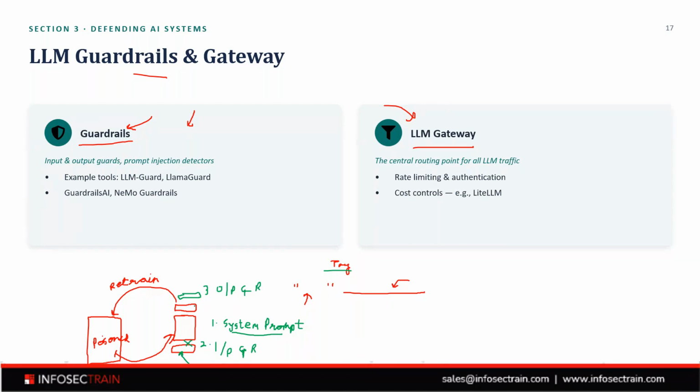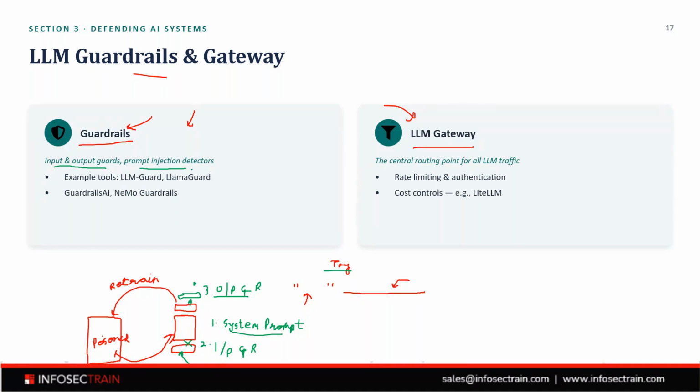Now the output side. Is the LLM giving some racist language? Is it giving some toxic language? Is it leaking some secrets out? If yes, the output guardrail will detect it and block it there itself. So you can see, along with the system prompt in guardrails, we have these input and output guardrails, where the input guardrail is also acting as a prompt injection detector.